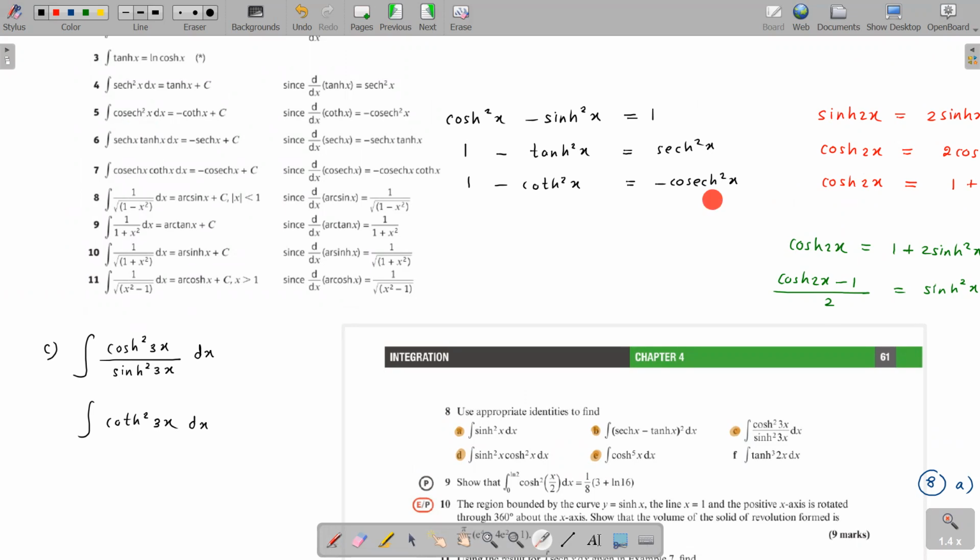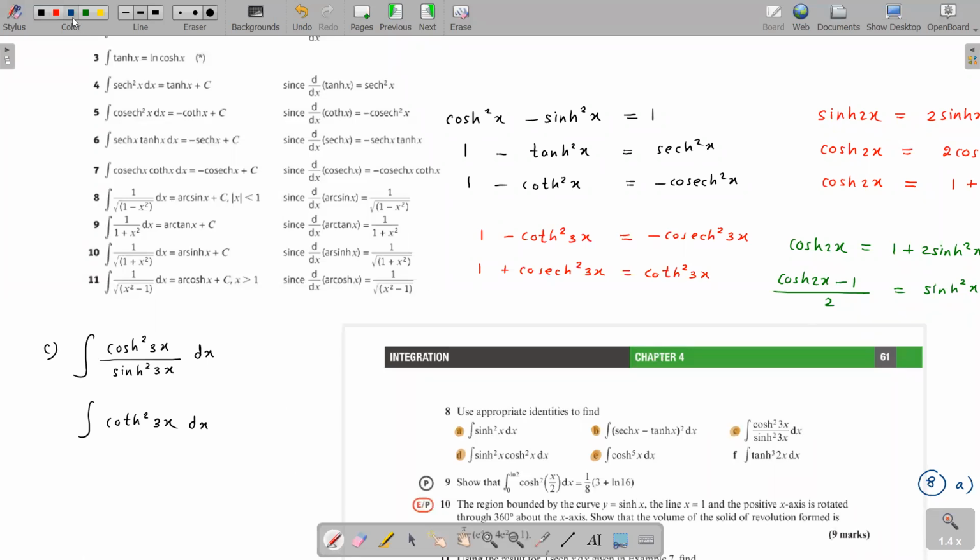So then you can see here we have the rule: 1 minus cot square x is minus cosec square x. So we can use this rule here. Let's use it. So I can modify the rule: 1 minus cot square 3x is equal to minus cosec square 3x. If I make cot square 3x a subject, I get 1 plus cosec square 3x is equal to cot square 3x. Are you with me?